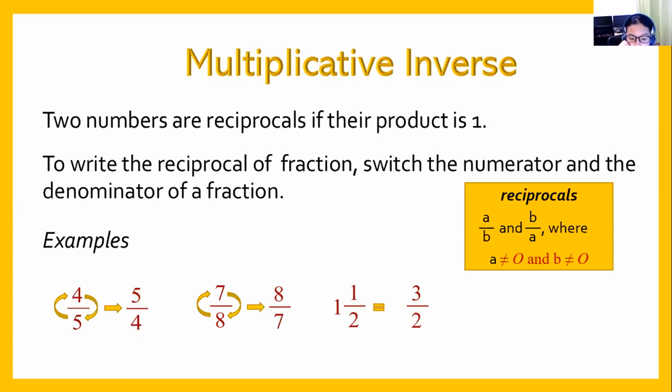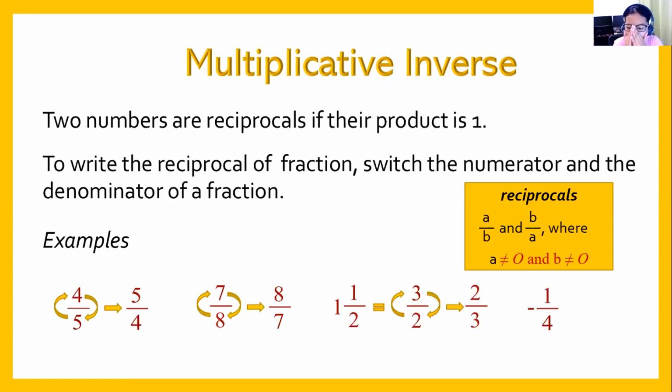Okay, so what is the reciprocal of that? 3 over 2? 2 over 3. 2 over 3. Very good. Now, if you have this, what would be the reciprocal? Negative 1 over 4.